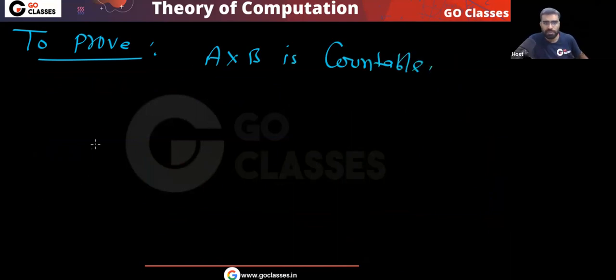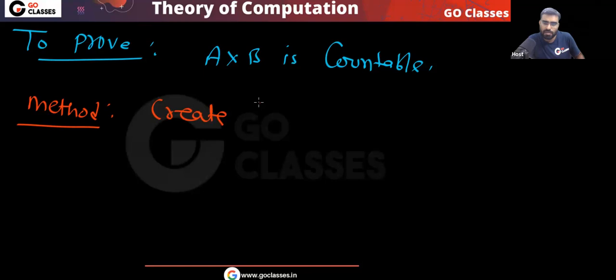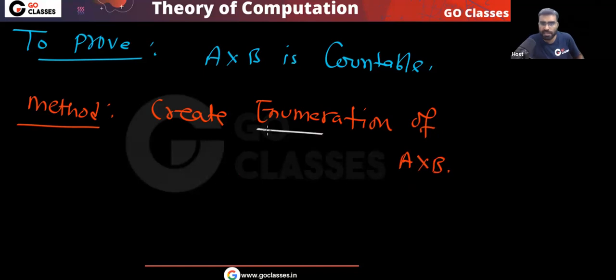So what can you do? You can just create the sequence. Just create an enumeration of A cross B. Okay, just create the enumeration of A cross B. That's it.